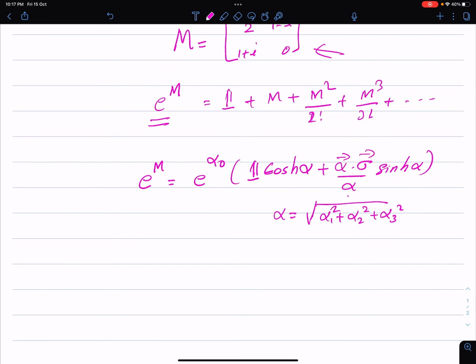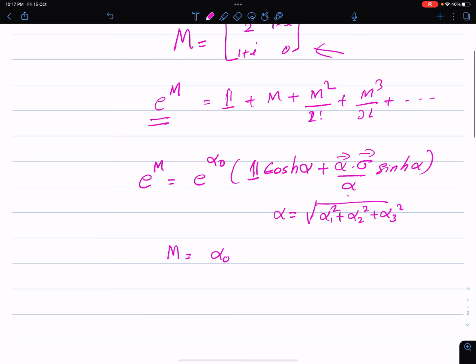Alpha is a vector with the components alpha 1, alpha 2, alpha 3, and we are expanding the matrix M in terms of the identity matrix with the coefficient alpha 0, plus alpha 1 sigma 1 plus alpha 2 sigma 2 plus alpha 3 sigma 3. Here sigma 1, sigma 2, sigma 3 are Pauli spin matrices.